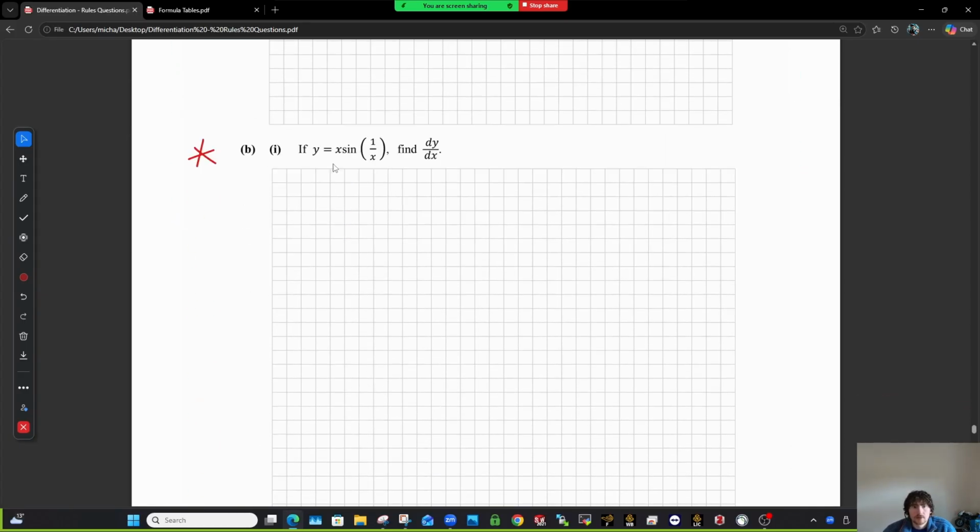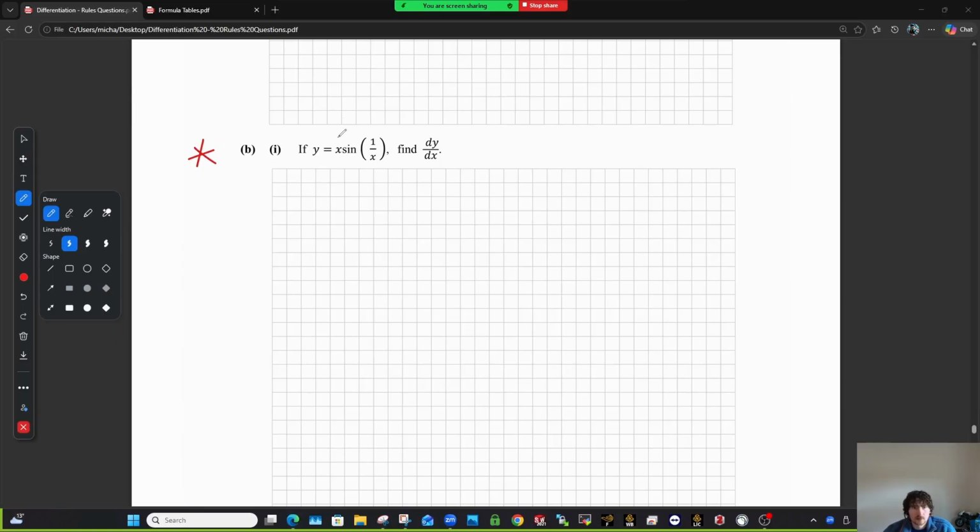Will I do this one? It's just another product rule, isn't it? U is that, V is that. I better do it. Pause the video, give it a go, of course. U equals x, V equals sine. We write it like this: x to the minus 1.